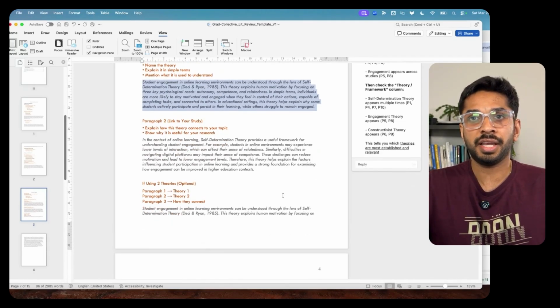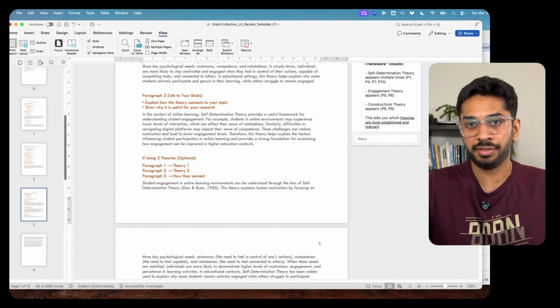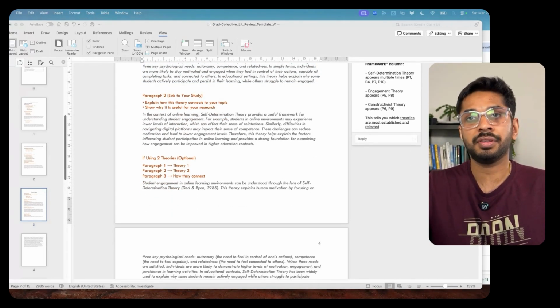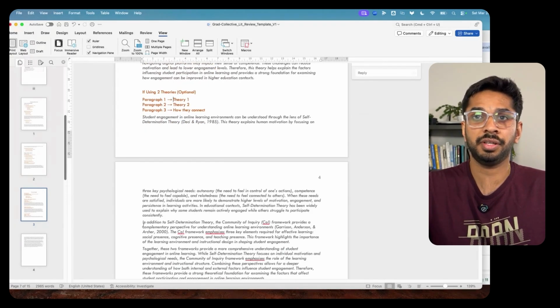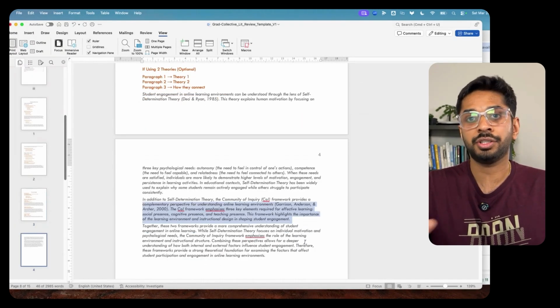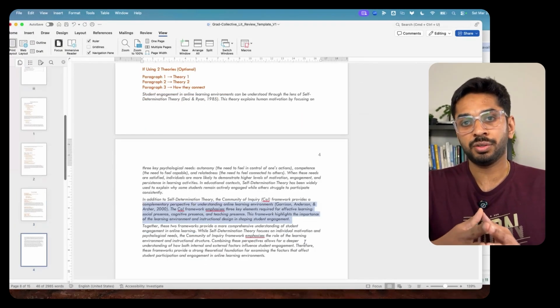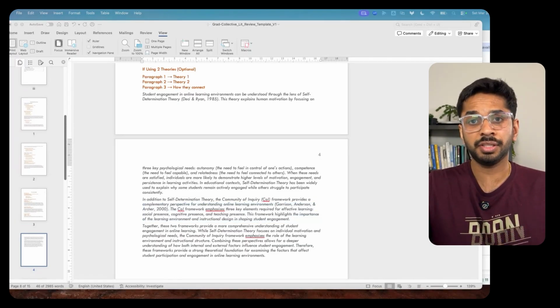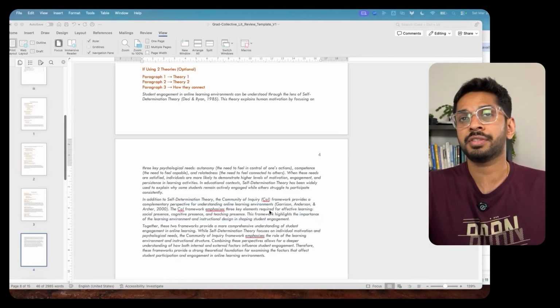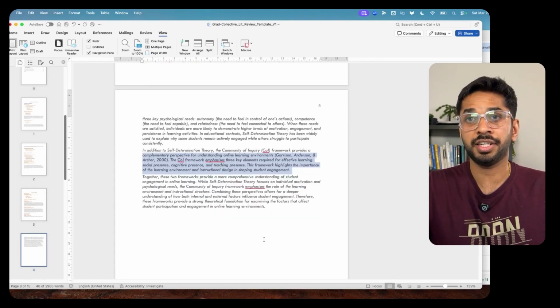Now, in some cases, you would have more than one theory. In that case, you can explain your theory number 1, and then you can explain your theory number 2, and most importantly, show how they are connected. I repeat, don't overcomplicate this section. You're just simply showing what theory you're using and why it matters. That's it. We can now discuss more about the upcoming literature review themes.